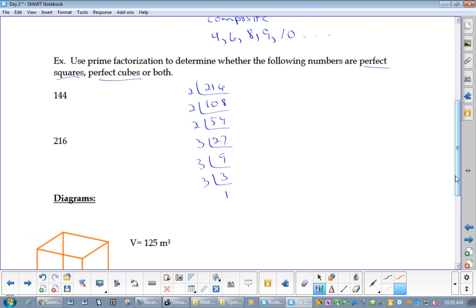Now, you don't want to go, okay, 2 times 2 times 2 is 8 times 27, right? 8 times 27 would give you this, but that's not what we want. So how do we take this information and actually see if it's a perfect cube or a perfect square? Okay. So for cube, we want to see if we can do 3 identical groups.